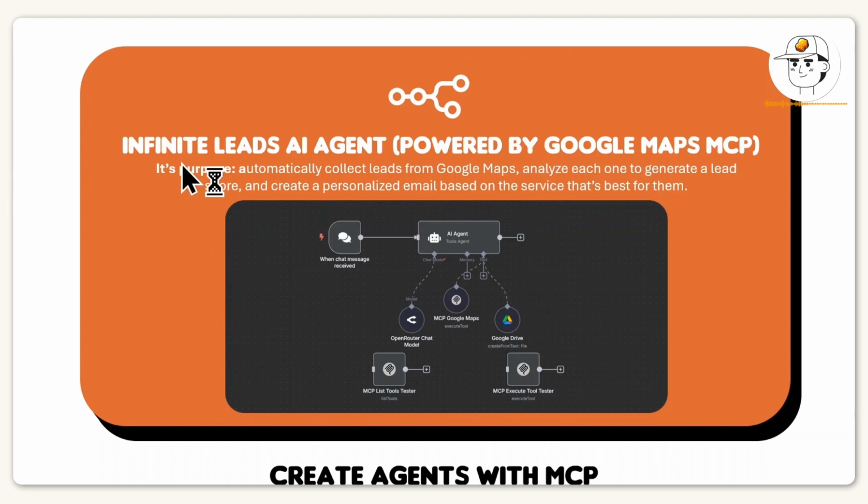So it's going to be what I'm calling an infinite leads AI agent that is powered by Google Maps' MCP. And its purpose, simply put, is to automatically collect leads from Google Maps, use AI to analyze each one and generate a lead score for it, which is basically going to be a measure of how ready they are to accept our services, and also create a personalized email based on the service that's best for them using the data that we are gathering from Google Maps.